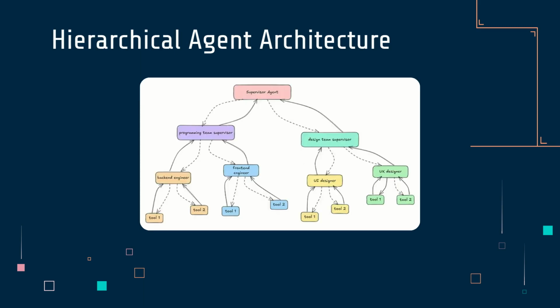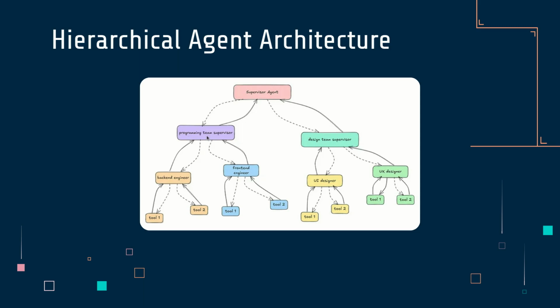And then we have the hierarchical agent architecture. In the hierarchical agent architecture, we have a supervisor at the very top level. Below the supervisor, we have other supervisors. We can think of them as team leaders. Those team leaders have agents below them. Those agents have tools, right? Those agents use tools to conduct different tasks, and then report to the team leader, which is basically the supervisor that is below.